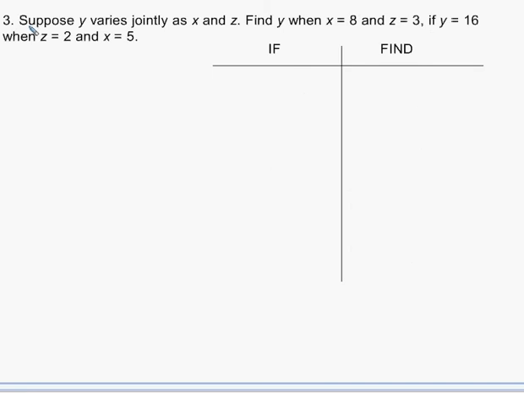Next one. Suppose y varies jointly as x and z. Stop here and write our equation. Keyword: jointly, varies is your equal sign. So you're going to have y varies jointly as x and z. So our if statement, this is out of the picture, we've already used all information here.